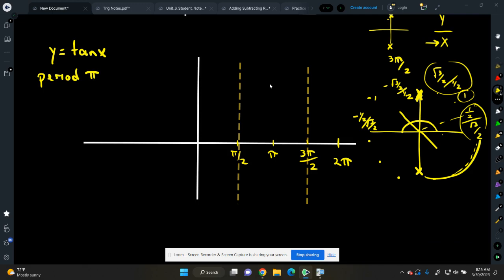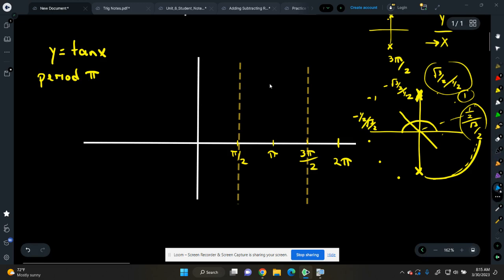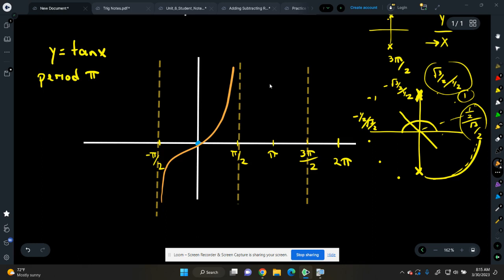Okay. So when we graph the tangent function, tangent of 0 is 0. Okay, we're going to get this funny looking graph. It actually goes like this. This is negative pi over 2. Okay, it's going to cross through 0, 0. But it's going to go like this. Kind of almost looks like a cubic function. Okay, that's my tangent function.